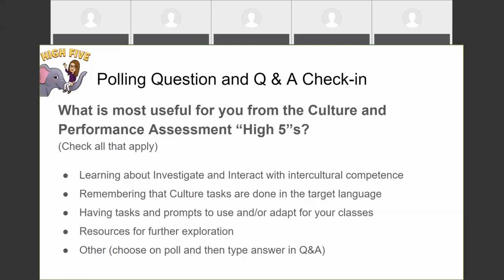We also have several of you who said it was good to remember that culture tasks are done in the target language. We even have a question about that in the Q&A box. Someone said, do you also recommend that the teacher pose questions in target language too? And the answer is yes, because the expectation is that teachers and students use the target language in the classroom 90% or more of the time. So everyone should be using that target language.